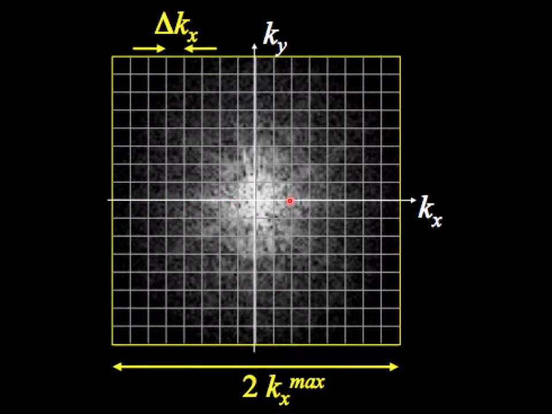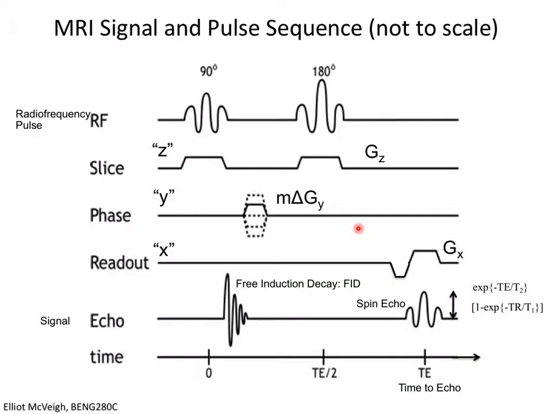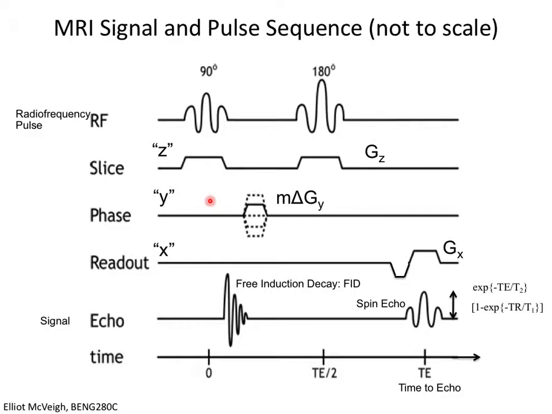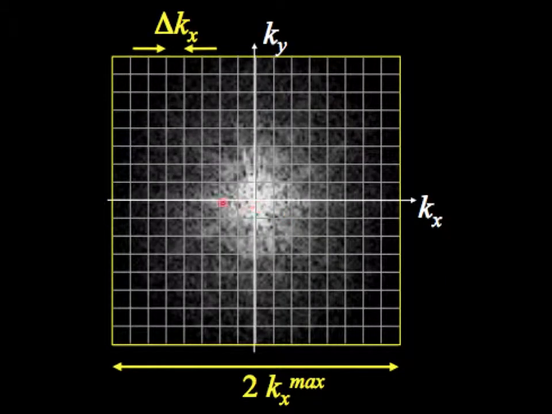So this is the readout direction, right? And I get an oscillating amplitude of signal as I read out in time. When we go back to our diagram, this is the readout, and I'm reading out across this way. Each one of these rows corresponds to a specific value of m delta Gy. So m is clicking through, say, minus 64 to 64 to get 128 of them, and we step our way through those values to produce this two-dimensional data set.